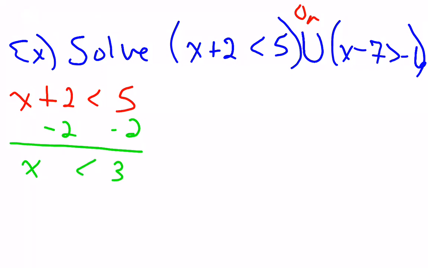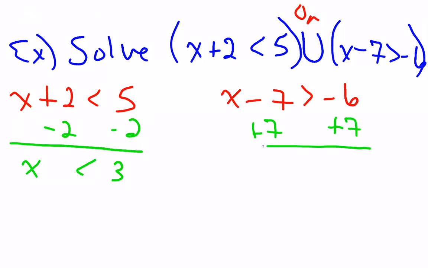And let's solve the other equation. X minus 7 greater than -6. Again, get x by itself. So we need to add 7 to both sides. And so we get x is greater than 1.